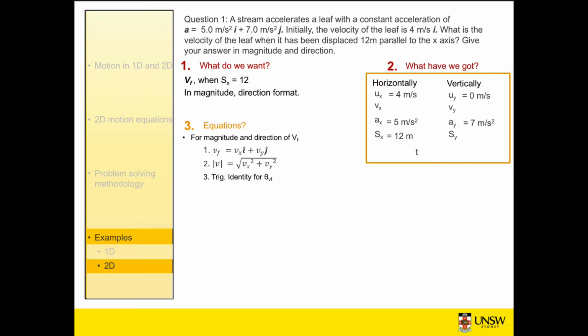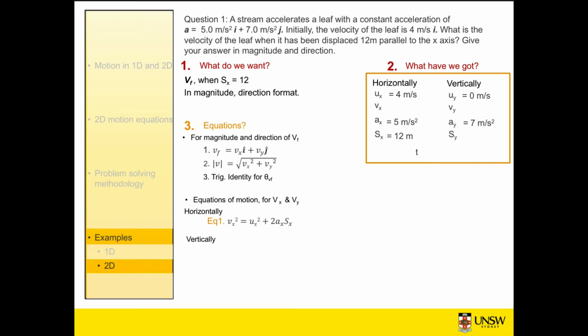The second thing we need in order to solve this is our x and y final velocity components, and to do that, we need to use our equations of motion. Again, because it's two-dimensional, I split these equations into the horizontal and vertical components, and I look at what I have. In the horizontal direction, I've been given my initial velocity, the acceleration, and the final displacement, and I want to find the final velocity. So I will use this equation because it allows me to calculate the final velocity directly.